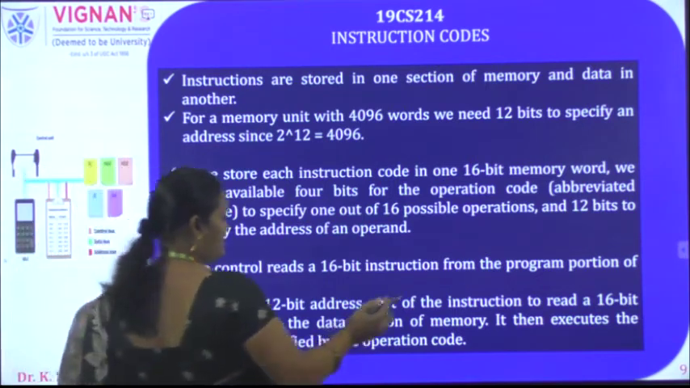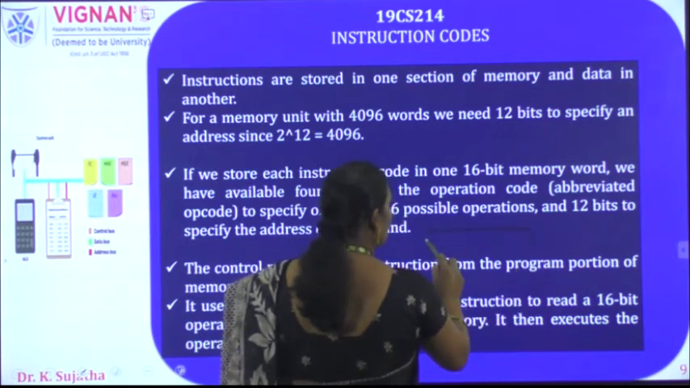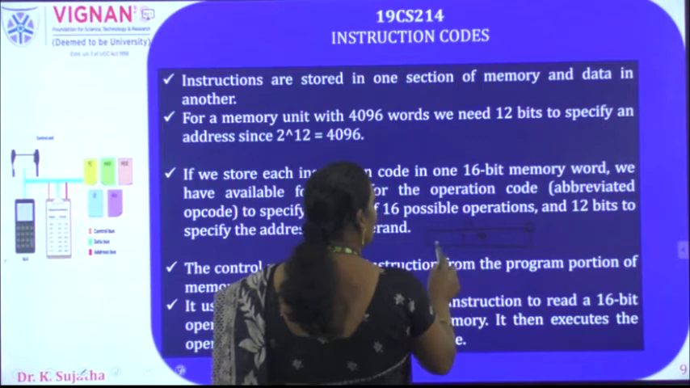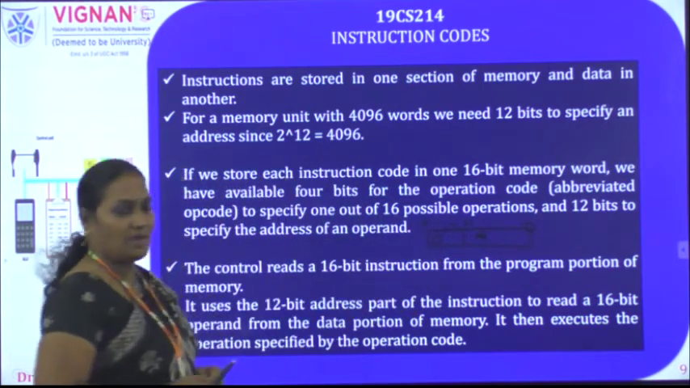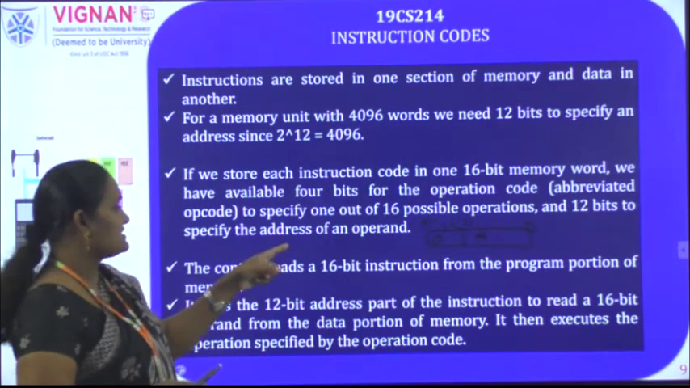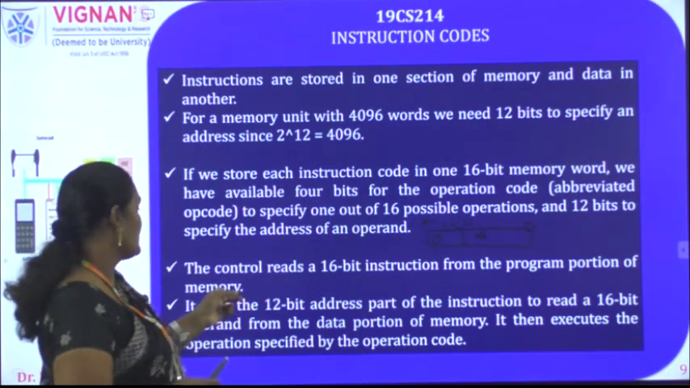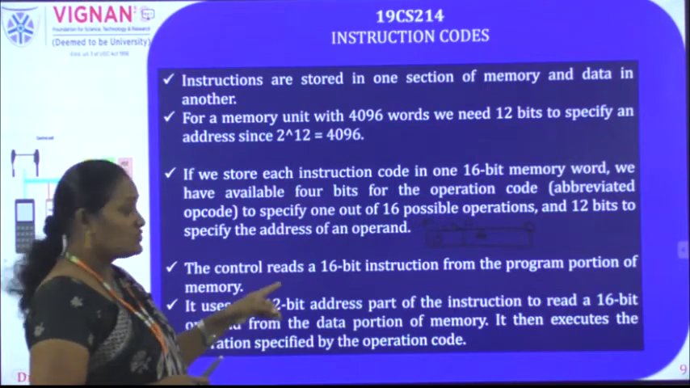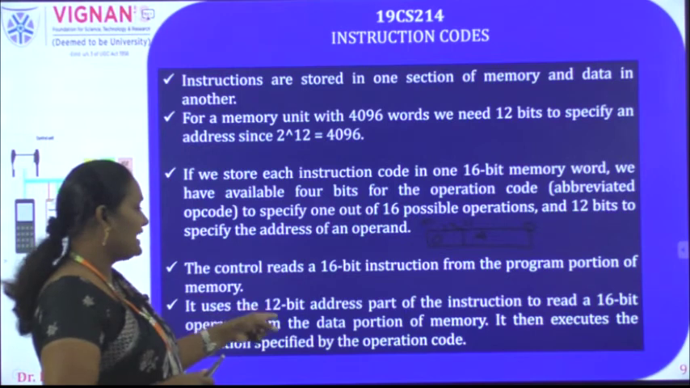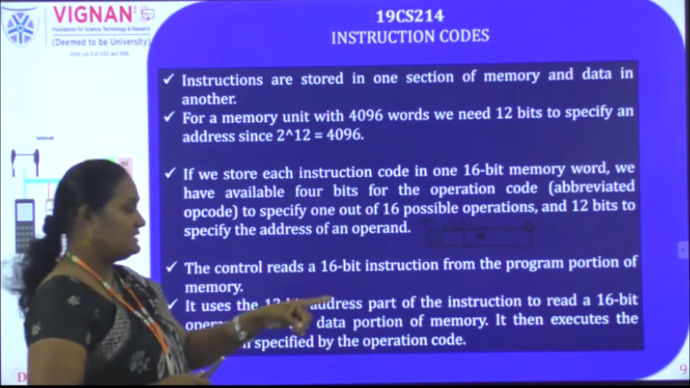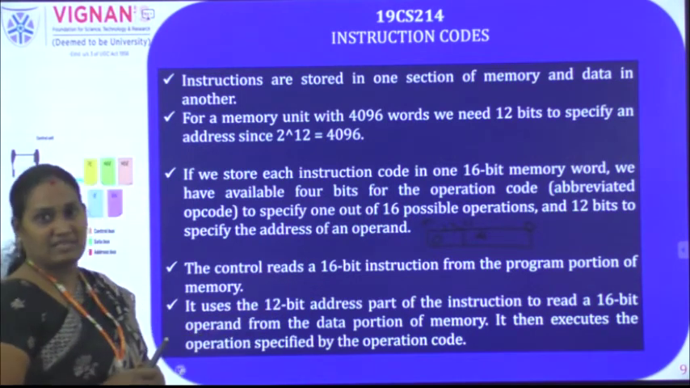Now, I already told you that this is the instruction code. Bits 0 to 11 are used for the address and bits 12 to 15 are used for the opcode. Now the control reads the 16-bit instruction from the program portion of the memory. It uses the 12-bit address part of the instruction to read a 16-bit operand from the data portion of the memory. It then executes the operation specified by the instruction.